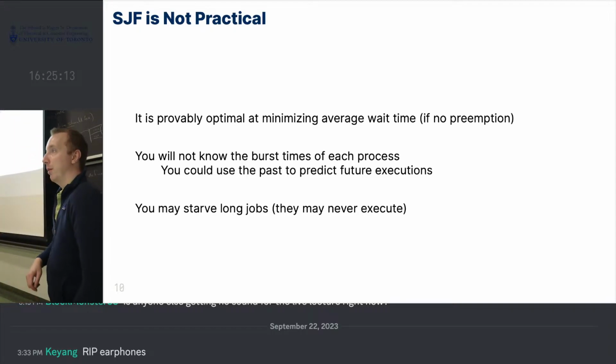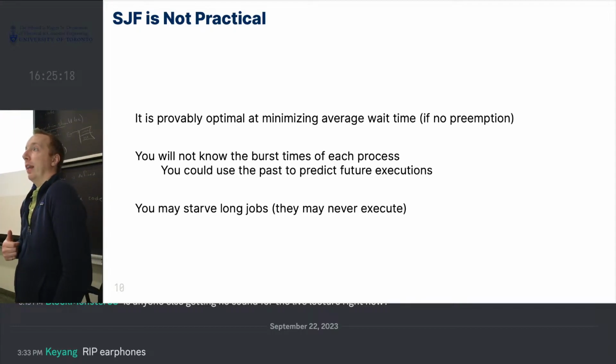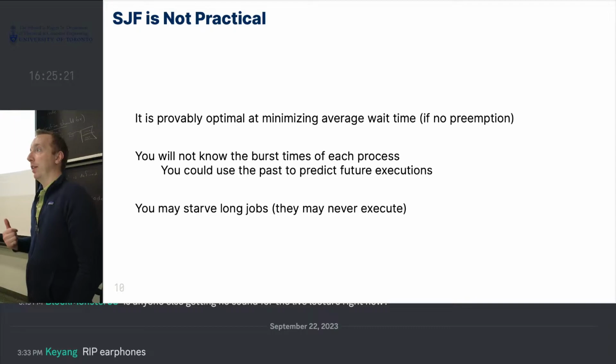And the other problem with this is something called starvation. Starvation means that a process might not actually ever get to execute.